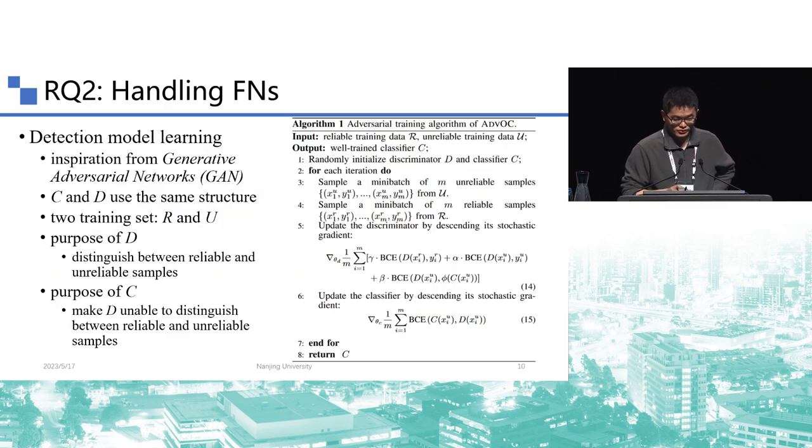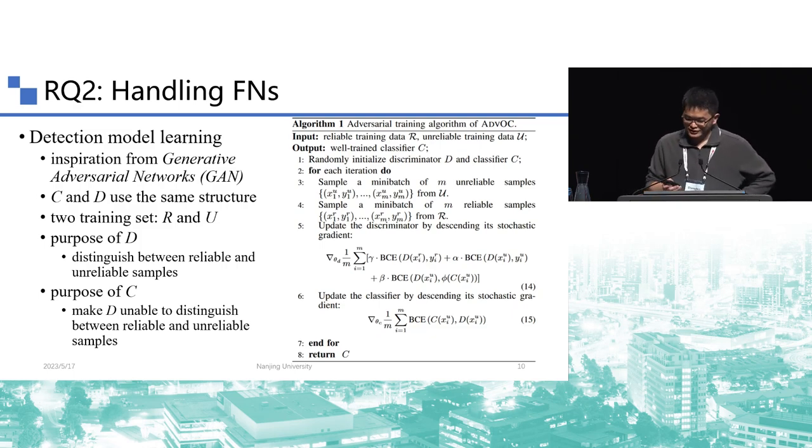For RQ2, we get inspiration from generative adversarial networks and propose an adversarial learning framework consisting of a classifier C and a discriminator D. C and D use the same structure. The framework requires two training sets, the R and the U. R is smaller but consists of more reliable samples. And the other is the unreliable samples.